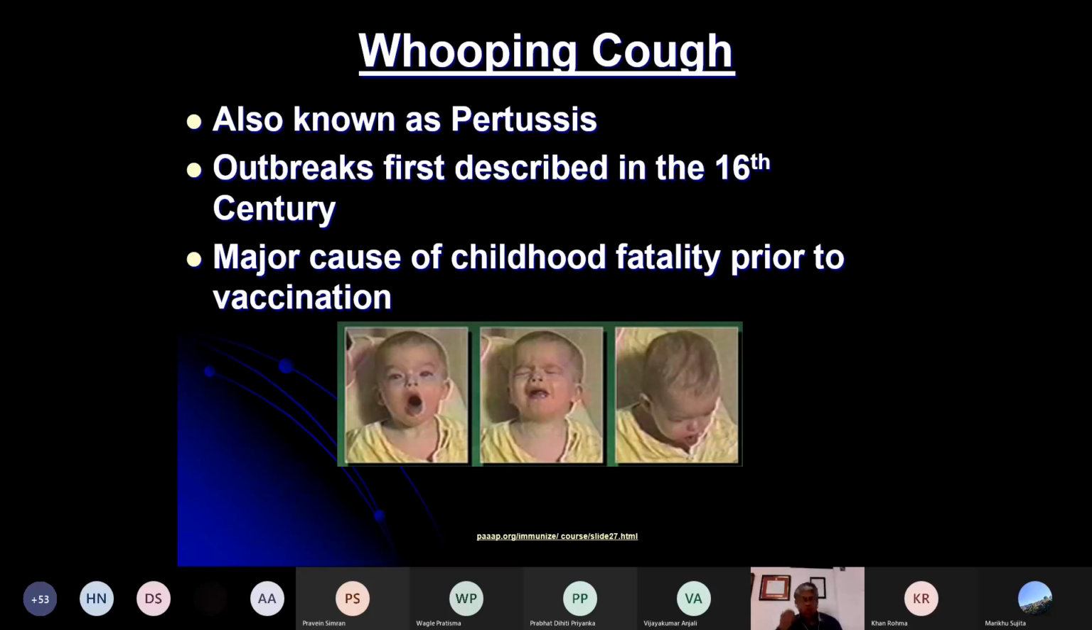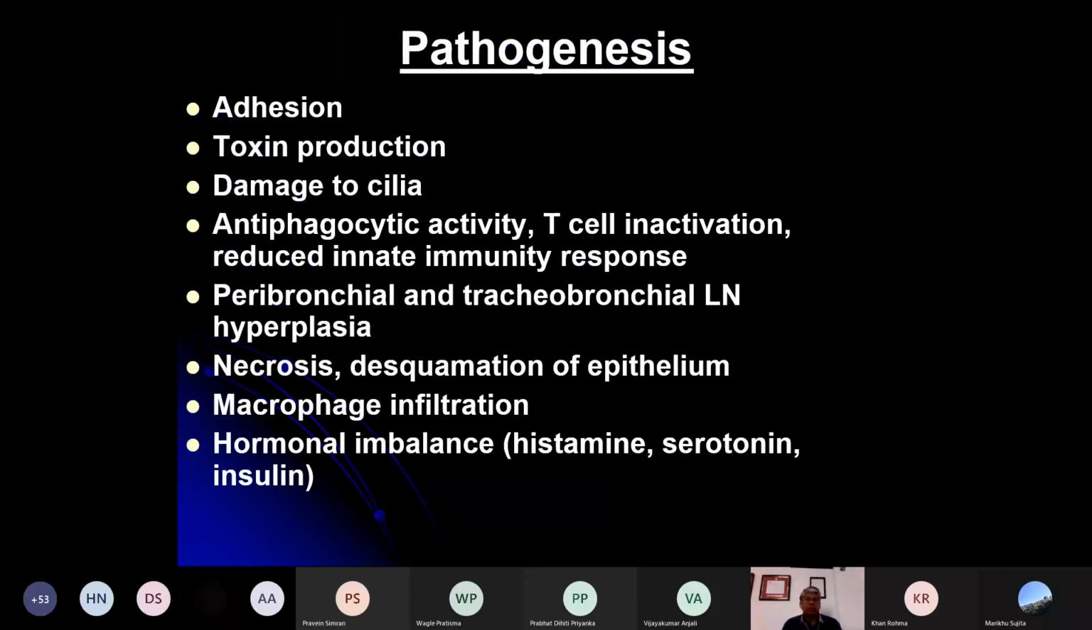Now I'll ask you at the end of the class to go back and listen to that particular video and try to concentrate on this whoop which comes at the end of the cough. This is an old disease. It must have been there before the 16th century also, but it was first understood and described, and it has been leading to a huge amount of fatality amongst the children before the vaccination started. But after the vaccination, we are much better.